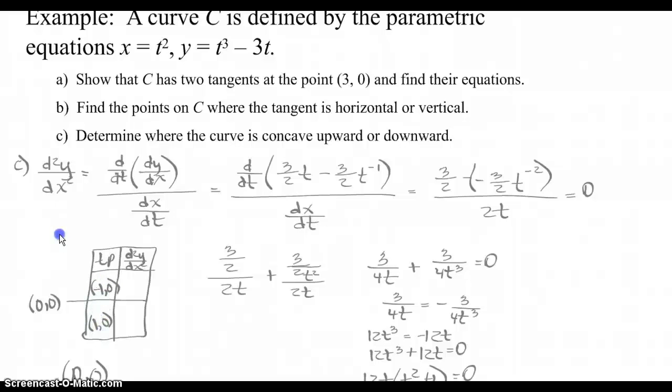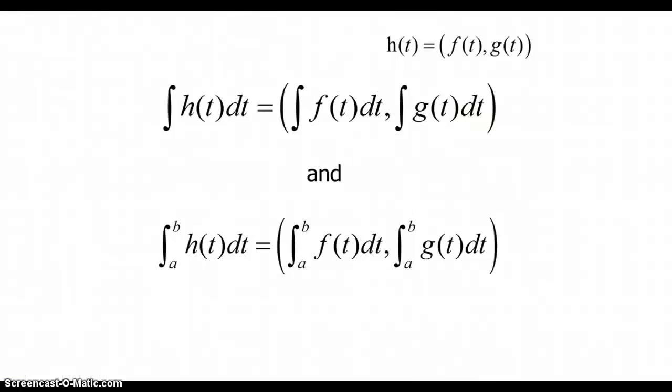Find what those x values were. I think it was like (1, -2) and (1, 2). Plug those t values in here, and find whether we're positive or negative. I'm not going to spend any more time on this. This is calculus we already know. So I'm going to move on to the next slide. But you get the idea that that's how we would determine concavity.